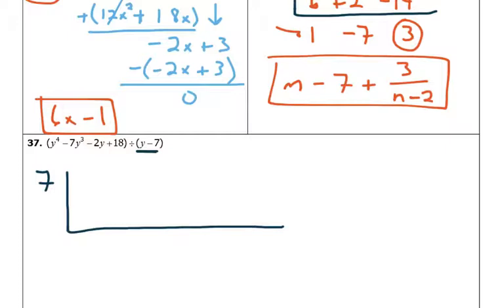So our first coefficient for y to the fourth is 1. It means our answer is going to start with y to the third. Minus 7, negative 7 is our next.